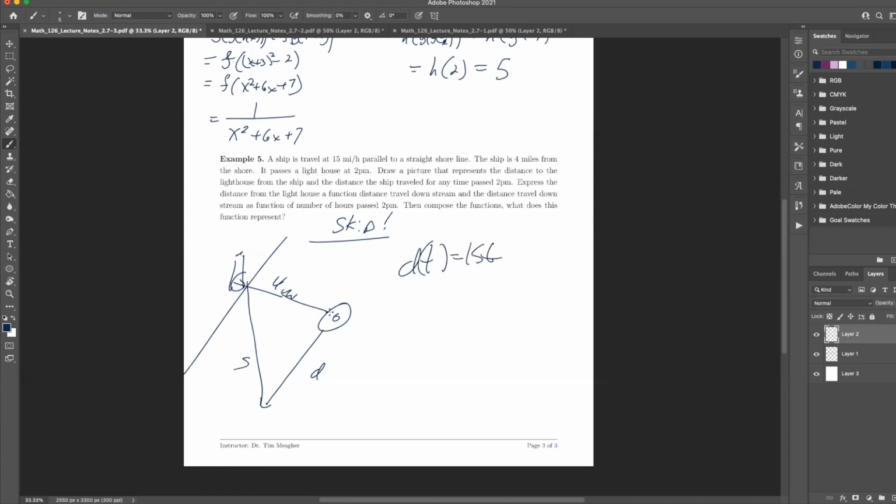And so the distance here, this s, is equal to the square root of 4 squared plus d squared. Well, I know what d squared is, so s of t just ends up being s composed with d of t. So you get s of t is equal to the square root of 4 squared plus 15t squared. So that's how it goes down if you were curious.